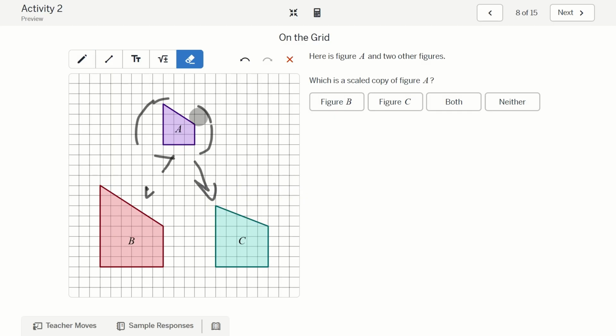With your group, I want you to identify. Look, see what you see. You are allowed to draw on your copy if you need to count some things, to explore. But I need you and your group to come up with an answer. Is B the scaled copy? Is C the scaled copy? Are both of them the scaled copy, or neither one of them a scaled copy? And then make sure you hit submit on this. With your group, go ahead and talk.